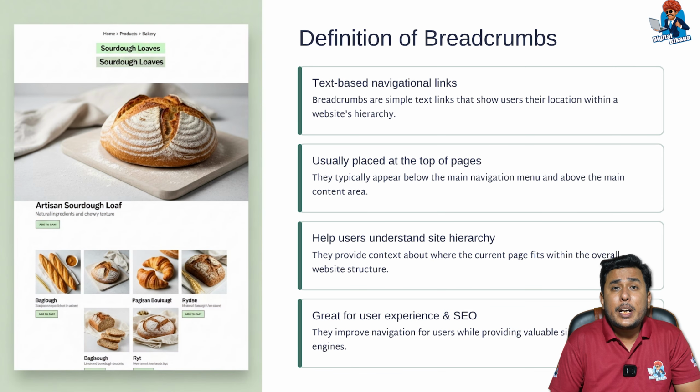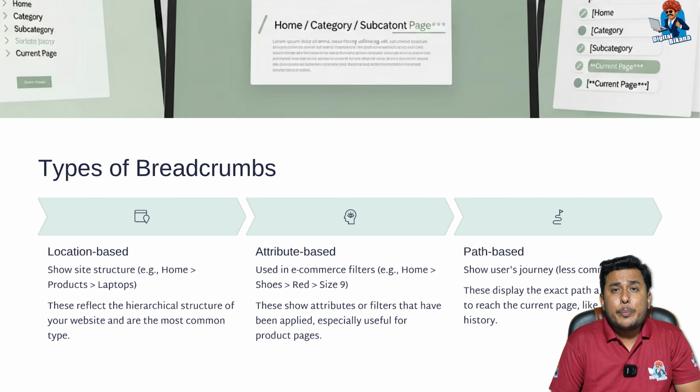In web design, breadcrumbs are navigation links that show users where they are within a website's structure. They act like a digital trail back to the home page or previous pages. There are three main types of breadcrumbs. Each one has a different function based on your site structure.